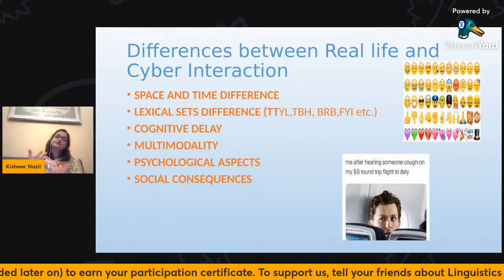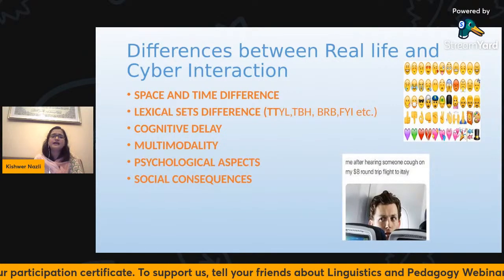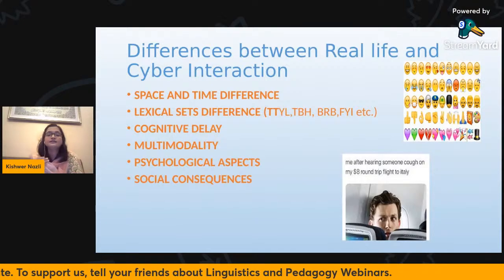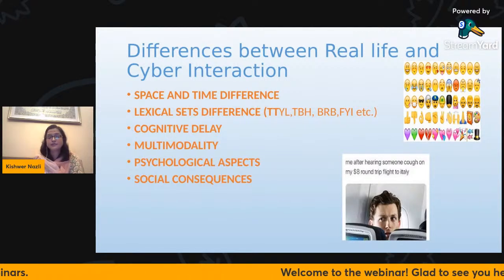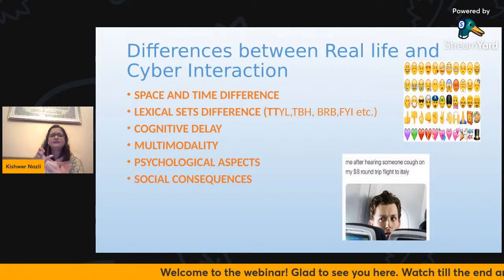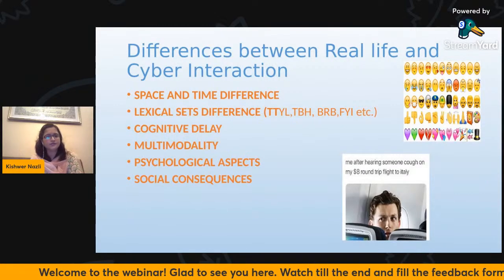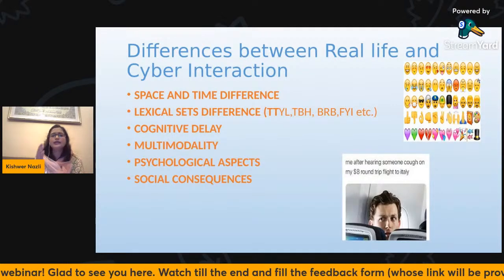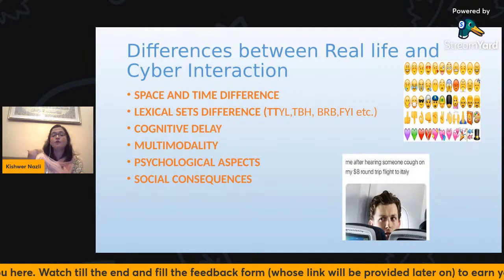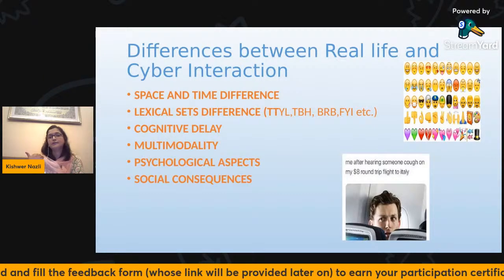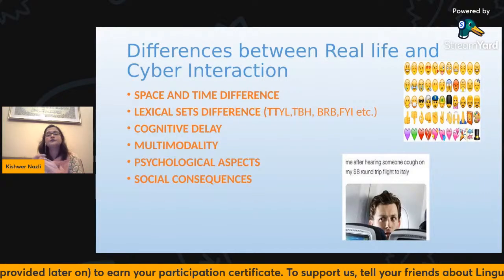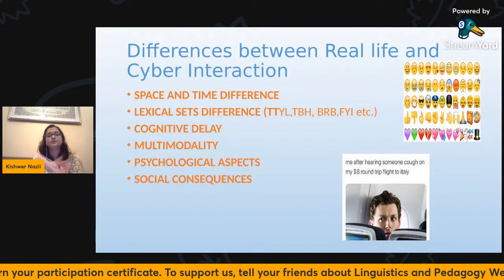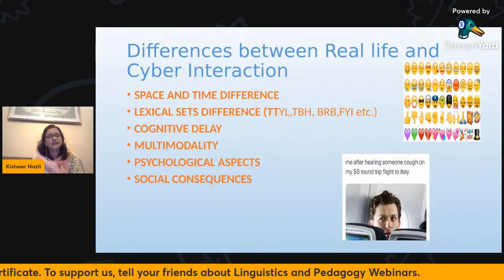So the third difference is cognitive delay. Cognitive delay means that some communications are asynchronous and some communications are synchronous. When we talk face to face, we need some physical proximity, synchronicity. But on the internet, we can reply to a message after 24 hours, after 12 hours, or immediately. In the time we take, we have the opportunity to think about the message, how we can communicate, how we can talk. But sometimes there is an urgency, an emergency, so there is no other option, and we have to reply immediately.